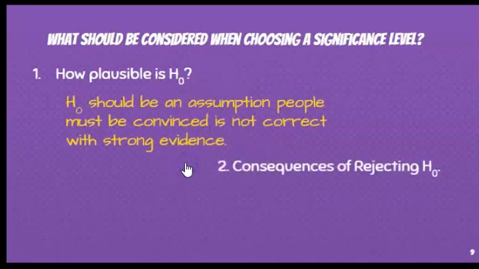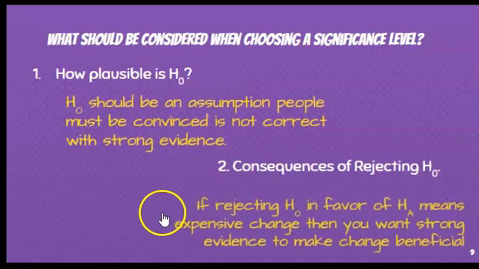And the second thing you want to check on is what happens if we did reject the null? If we reject the null in favor of the alternative, and that means an expensive change in the distribution of a product or manufacturing, you want to make sure that your evidence is really strong to make that change beneficial. Because if it's a costly change and you do it unnecessarily, that's a lot of time and money wasted. So you have to think about those two things when a significance level is chosen.